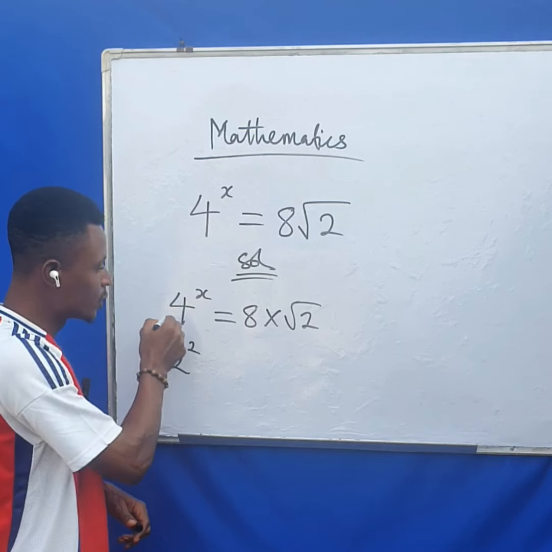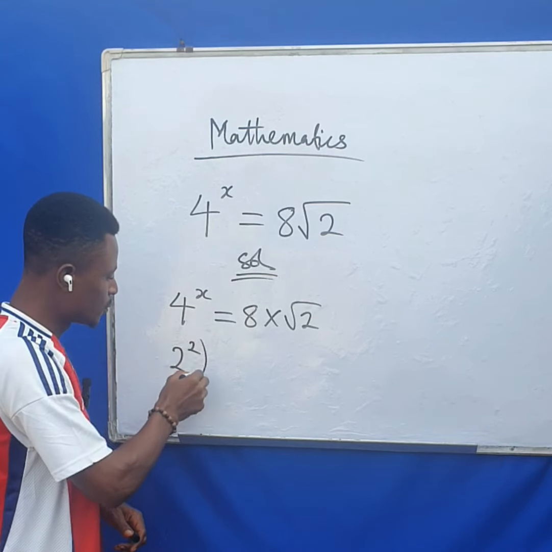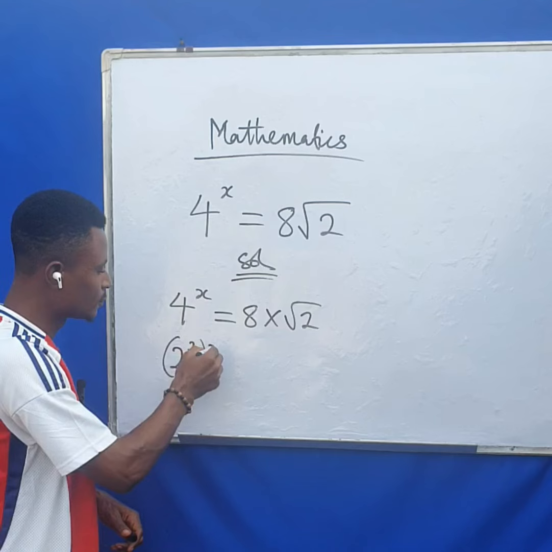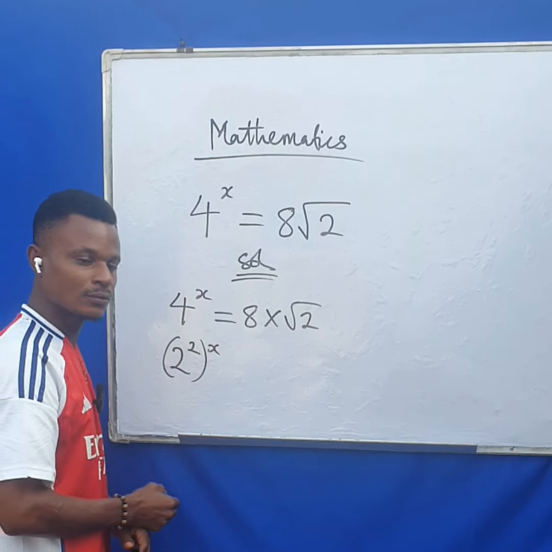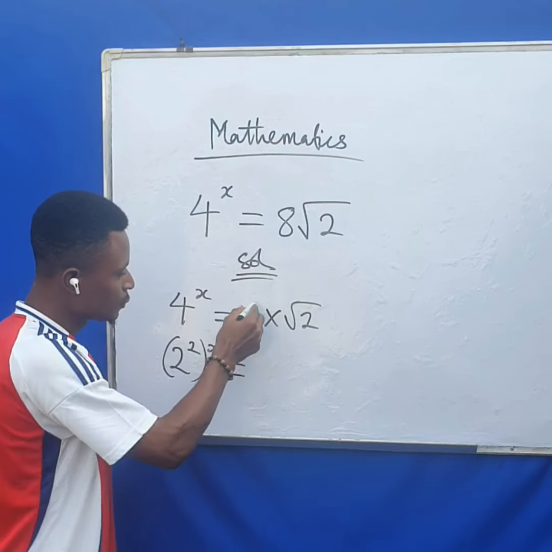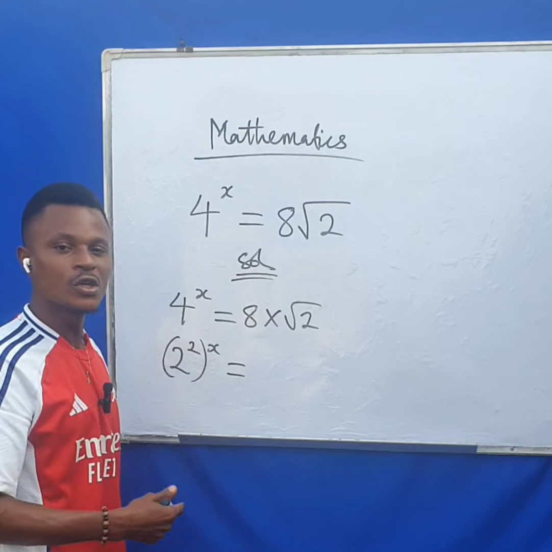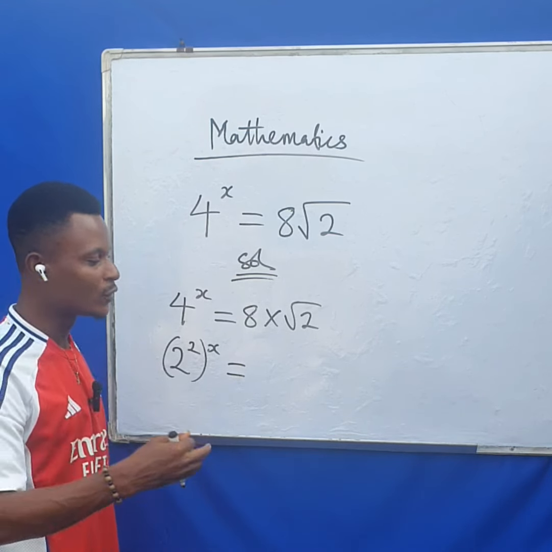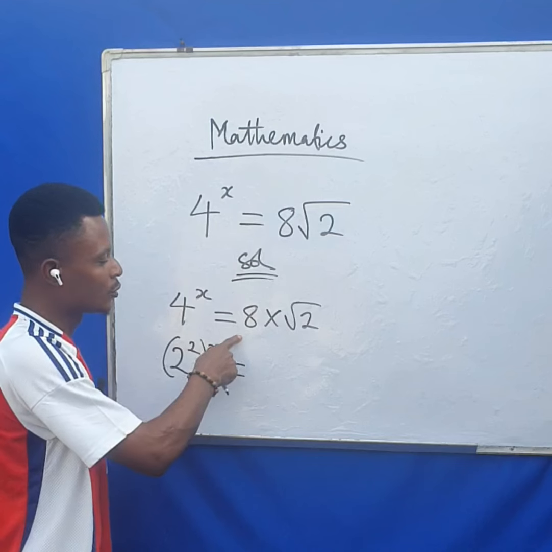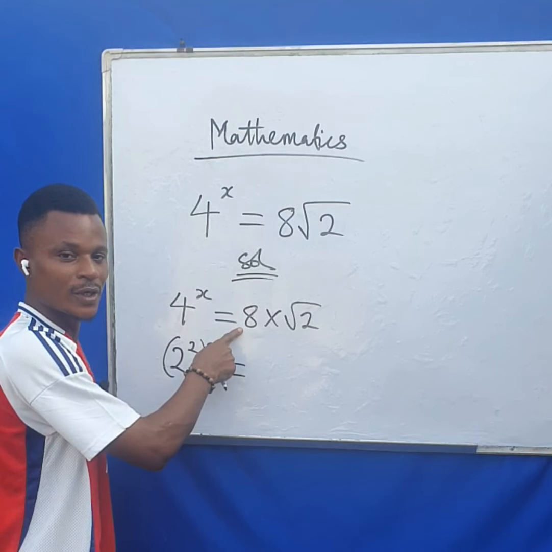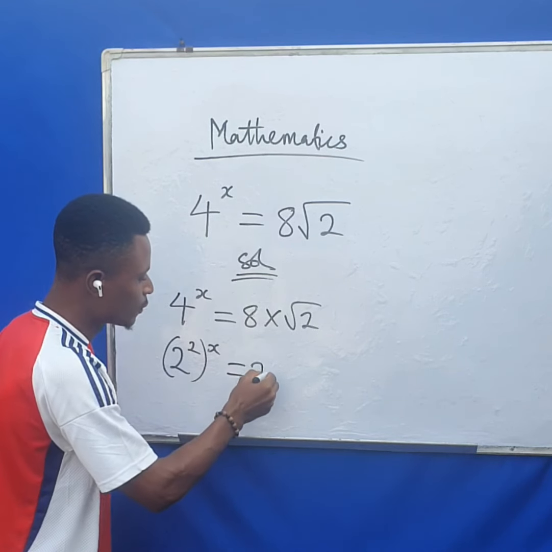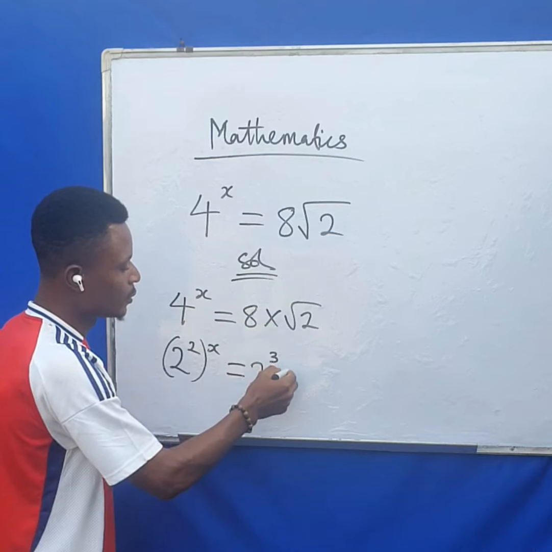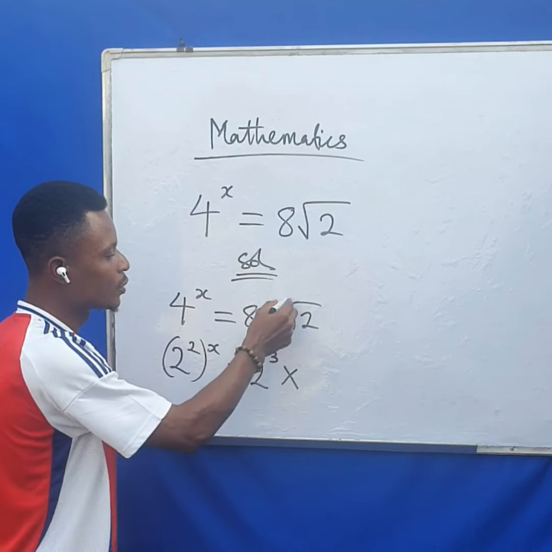This 2 raised to the power of 2 is this 4, then raised to the power of this x, equal to, this 8 here can be written as 2 raised to the power of 3. Why? Because 2 times 2 times 2, three times, gives us this 8. So in place of this 8, we are going to write 2 raised to the power of 3, then times this square root of 2 here.